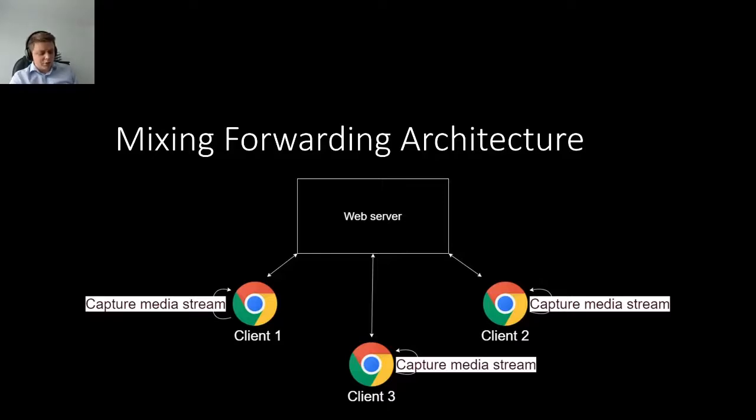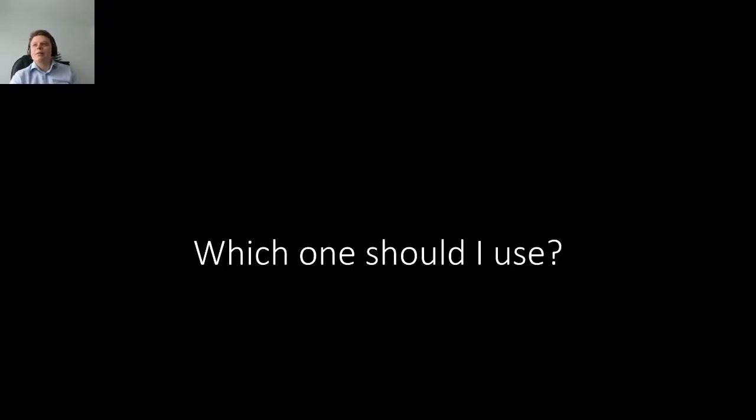Okay, so we just talked about 3 architectures. You might be wondering which one should I use. As always, it really depends on what you're trying to build. It depends if you need the functionality to record, to transcode, if you want to monitor bandwidth, if you want to scale. All those things are really important. The ideal solution that I see for video calling applications is probably a hybrid architecture.